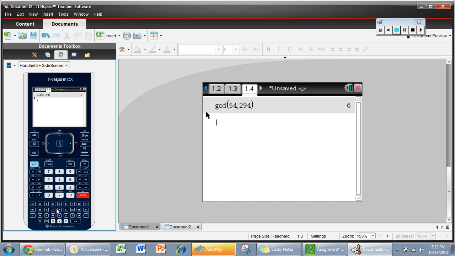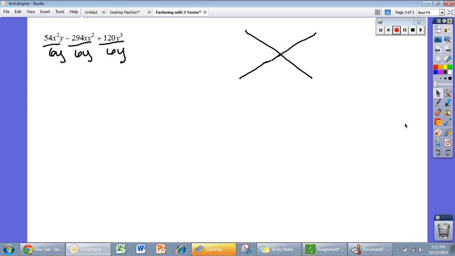I take my result and type it again. The result is 6. And I put my last number in there, which is 120. And I find out my greatest common factor between these two numbers. The result of my first and my third number is also 6. So I feel really confident that we got the greatest common factor. Dividing by the 6y, let's see what we have left.